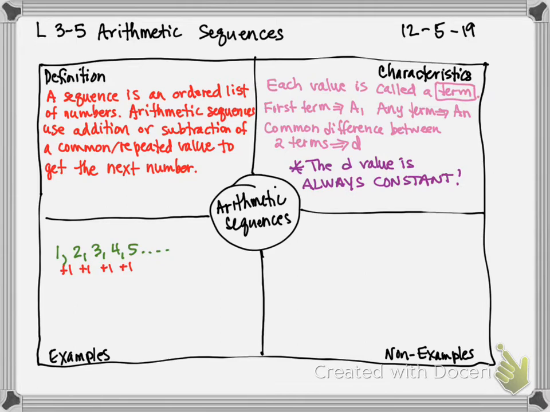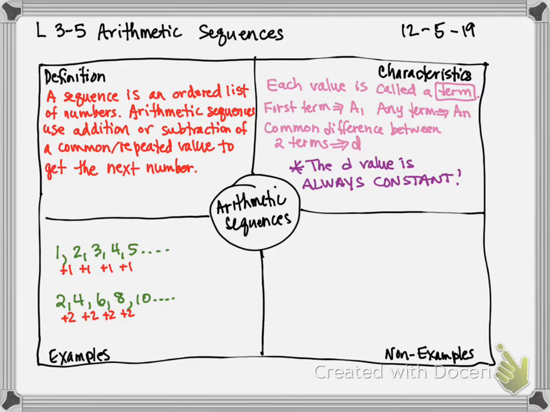So those are consecutive integers. Kind of along the same line, this group is consecutive even integers. How do I get from one to the next? Well, 2 plus 2 is 4. 4 plus 2 is 6. 6 plus 2 is 8. 8 plus 2 is 10, and so on. So that's telling me that the d value in this sequence is positive 2.